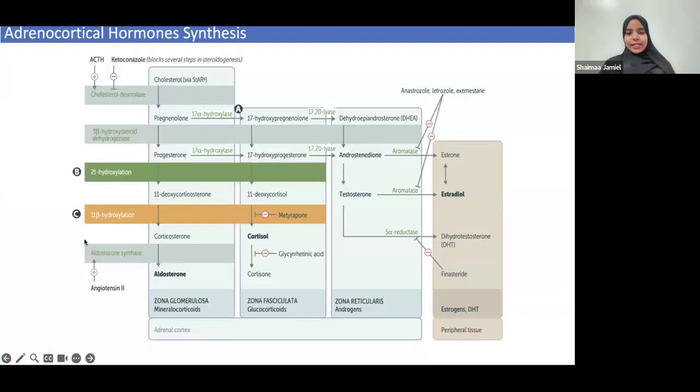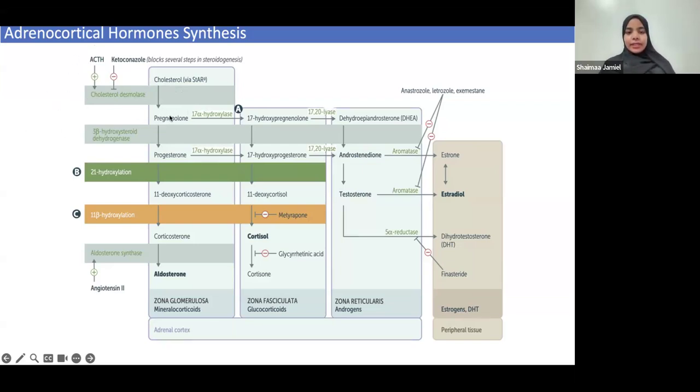anti-17 alpha hydroxylase. So if we can see here, this is the synthesis pathway of the steroid. And I'm just going to go over the main enzymes. So we have the cholesterol desmolase. This is the main thing that's going to convert cholesterol to pregnenolone. Okay. So this is the step that's activated by ACTH.